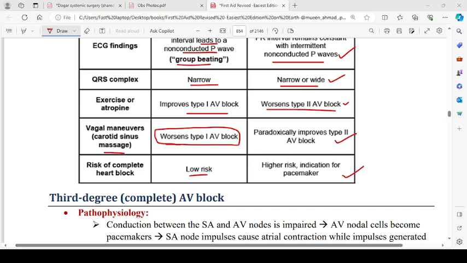Okay. Then we have third degree AV block. So I guess we had just completed this, right?